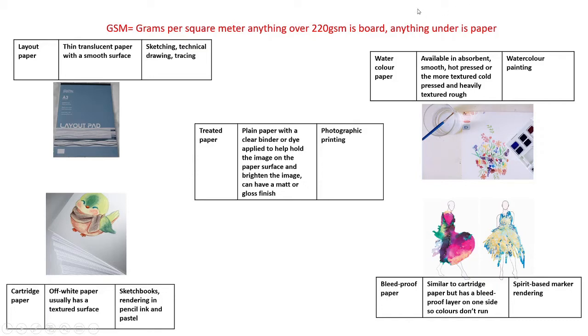This is available in absorbent or smooth, so it is heavily textured. Basically, it will allow you to do watercolour painting, so it won't bleed the paint at all. It will hold the paint very, very well.